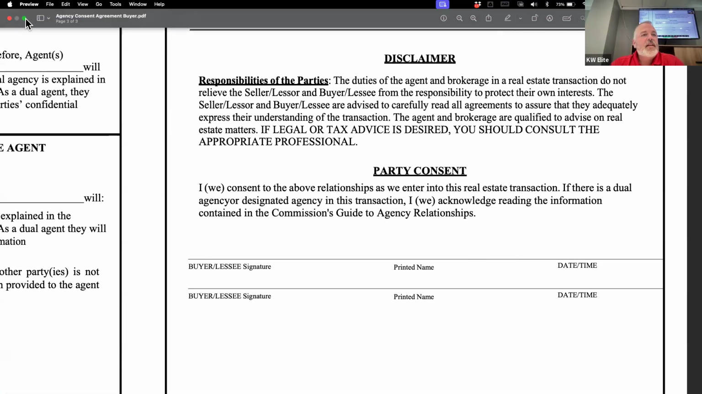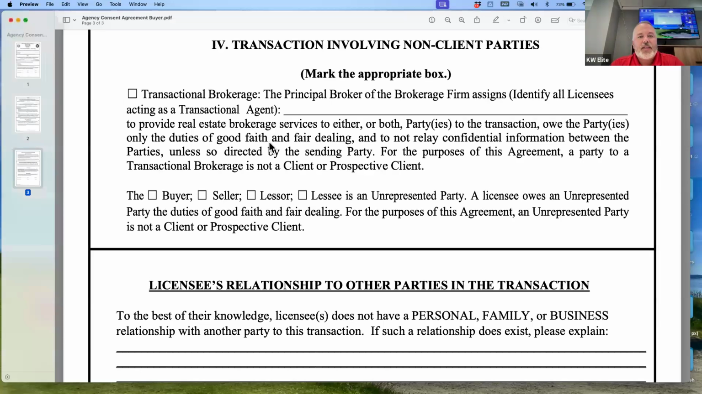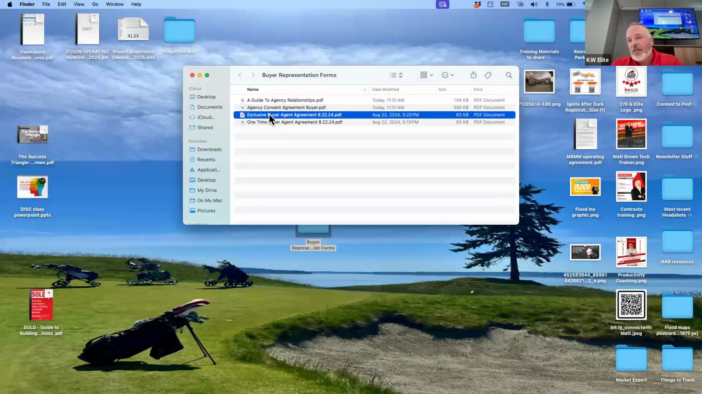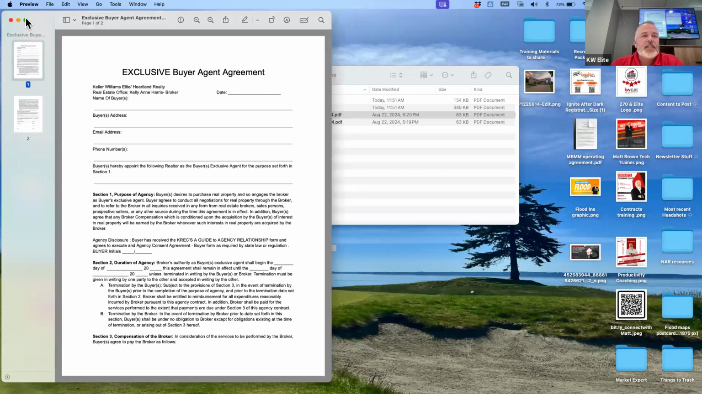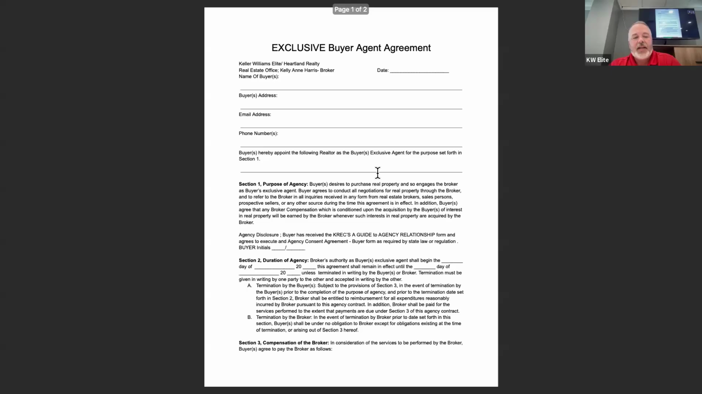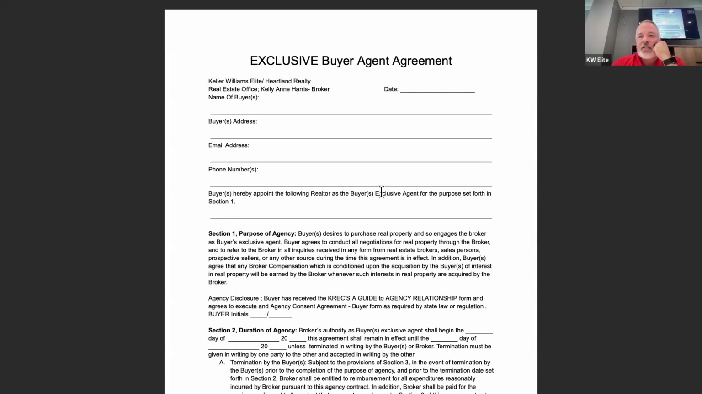Okay. All right. So the last form we're going to go over today. Again, I'll move quickly on this one because most of you on this call have gone over it before, but this is our exclusive buyer agency agreement. This is the latest version that we have. So I wanted to highlight a couple of key differences while we're doing it.